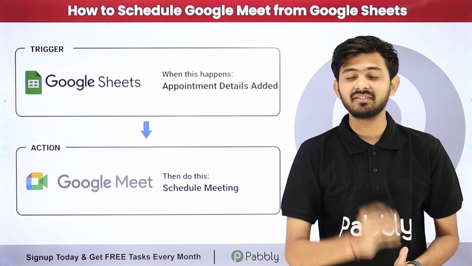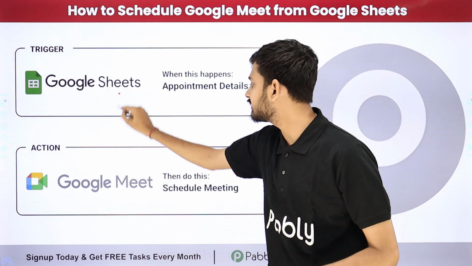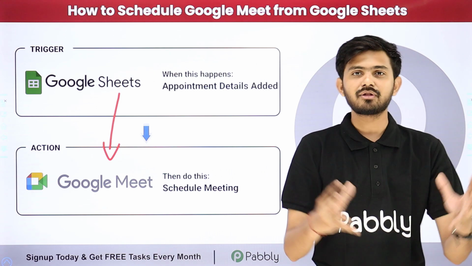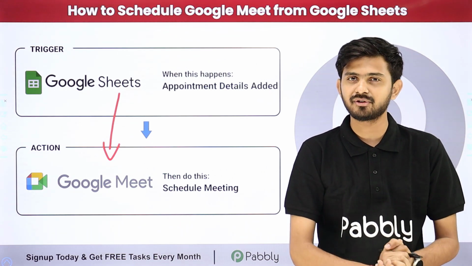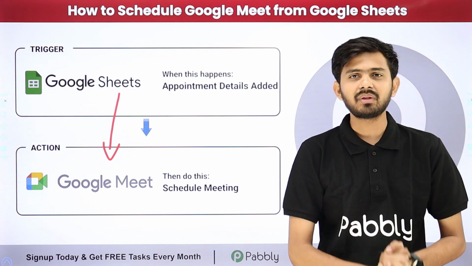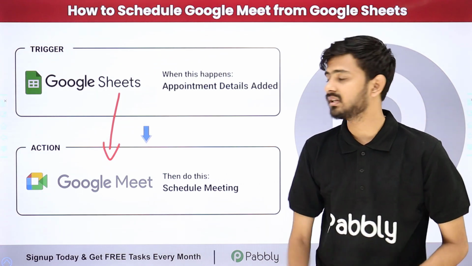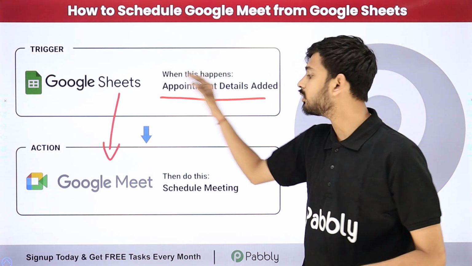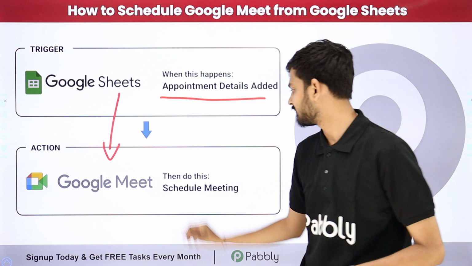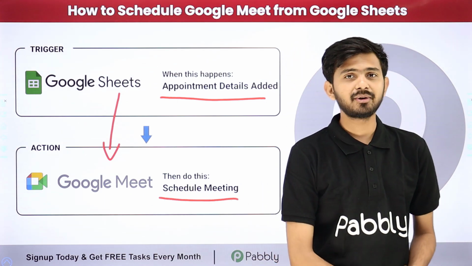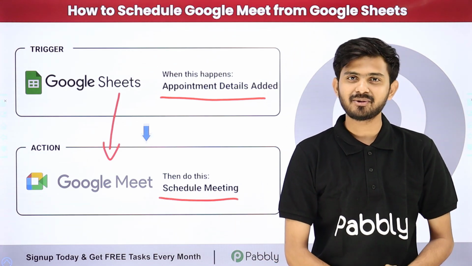So for my objective, I need to build a connection between Google Sheets and Google Meet. For building this connection, I'm going to use Pabbly Connect, which is an amazing software for automation and integration. Now with Pabbly Connect, whenever I add a new appointment detail in my Google Sheet, then automatically, using those details, I'm going to schedule a new meeting in Google Meet. So how am I going to build this connection? For that, let me take you to my computer screen.